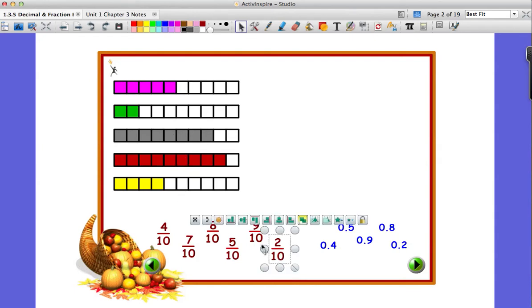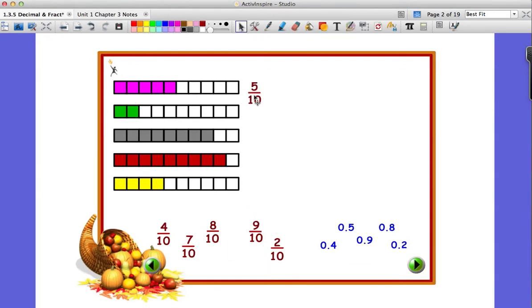Alright, so for the first one, you should have found that it has 1, 2, 3, 4, 5 out of 10 colored in. So that would be 5/10, which is the same thing for its decimal. It has 5 out of 10 colored in, so it's 5/10. You'll notice 5/10 and 5/10 sound exactly the same.